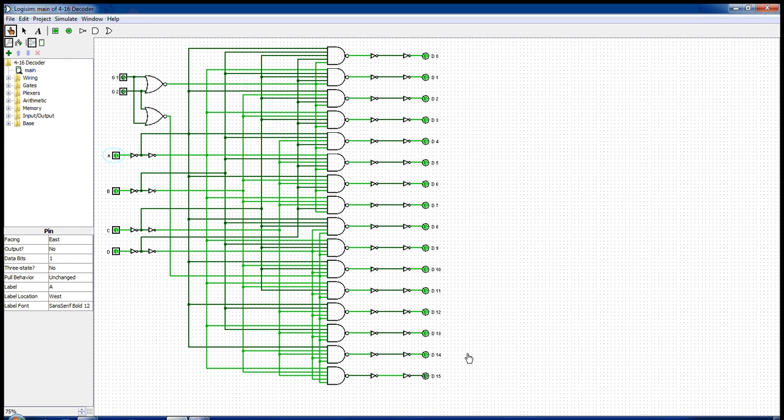So, we see that only one of the outputs is selected, or is 0, for a particular combination of the inputs. Well, that's all. So, this is how a 4 to 16 decoder works.